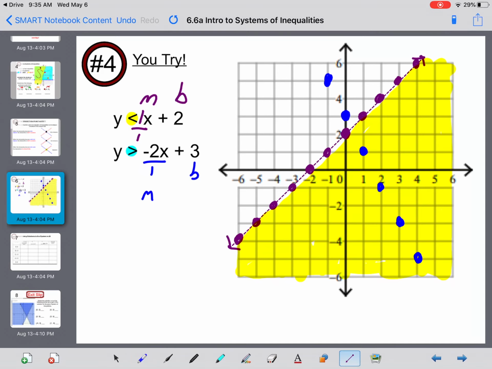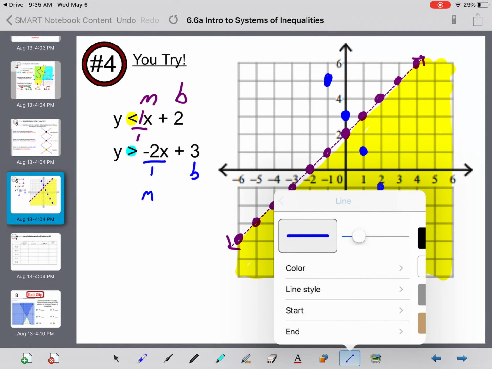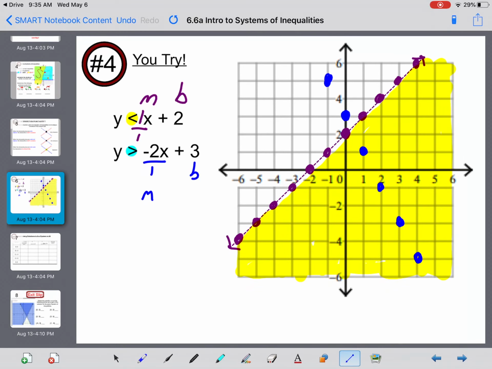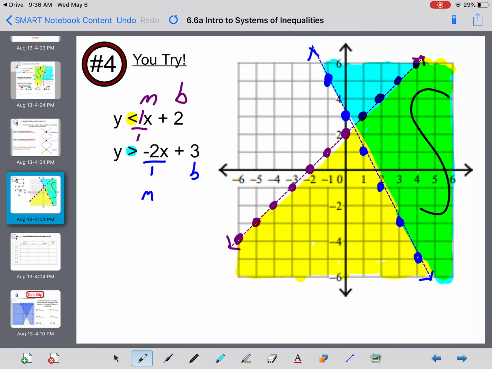This time we have the greater than symbol. So again, we're going to be using a dashed line. Greater than means to shade above, so we'll shade above this line. Again, our solution set is in the green shading in this area.